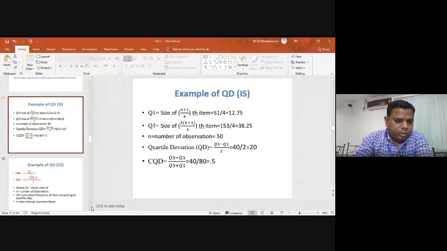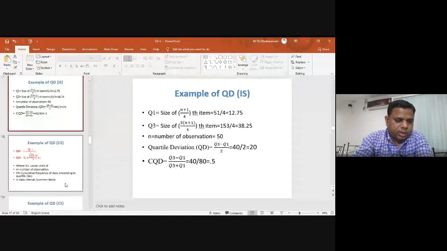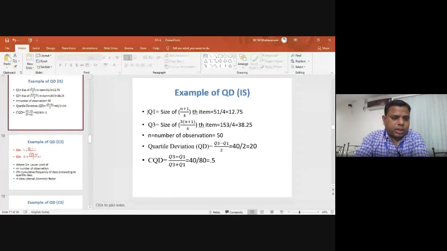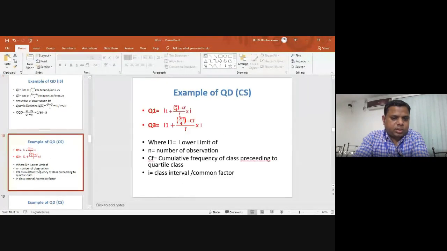Just write down the formula. The formula is a little bit changed as far as the discrete series is concerned compared to the continuous series. In case of continuous series, we have the formula Q1 equals L1 plus N by 4 minus CF, divided by the corresponding frequency, into the common factor. Similarly, Q3 is L1 plus 3N divided by 4 minus the cumulative frequency of the preceding class, divided by the corresponding frequency, and that whole multiplied by the common factor.